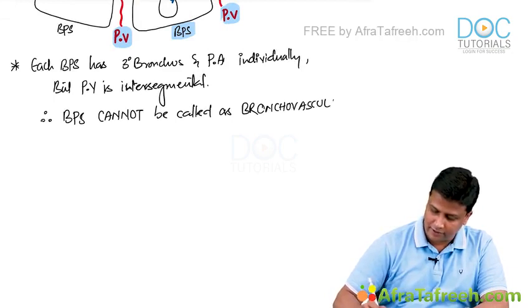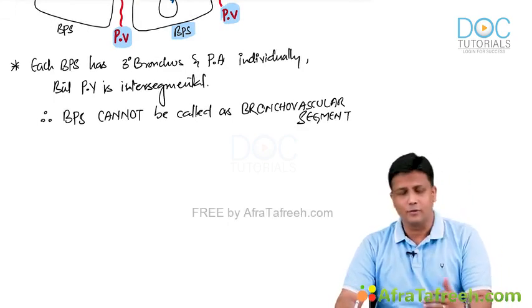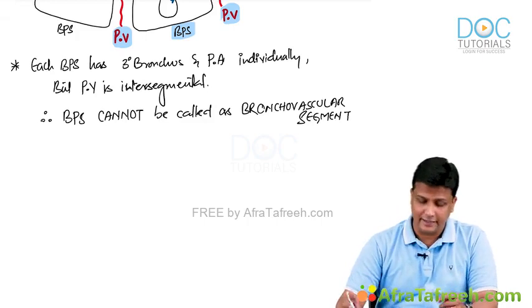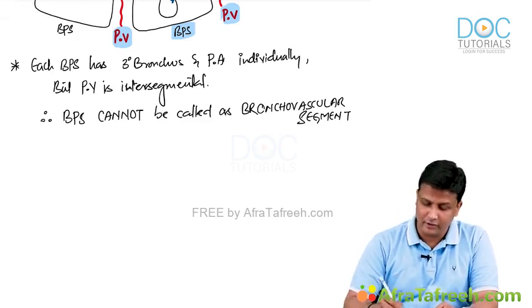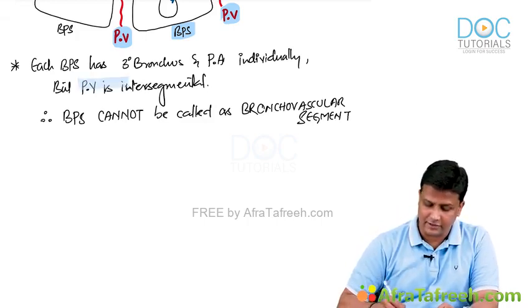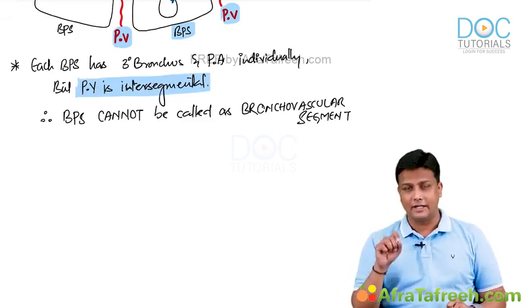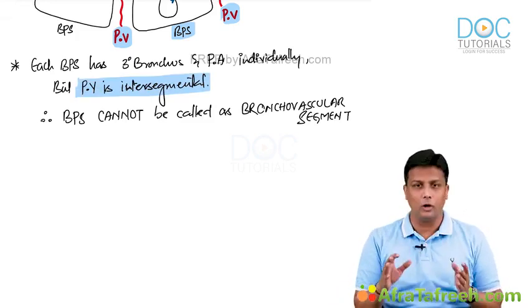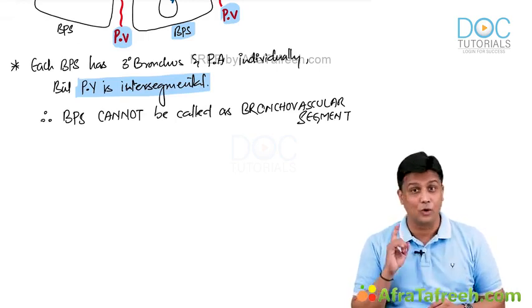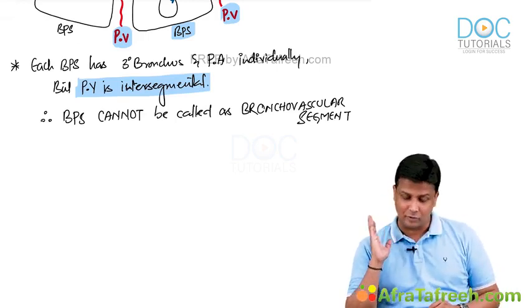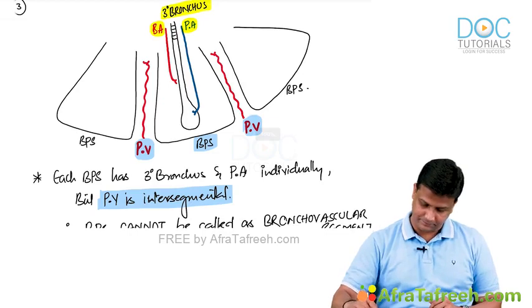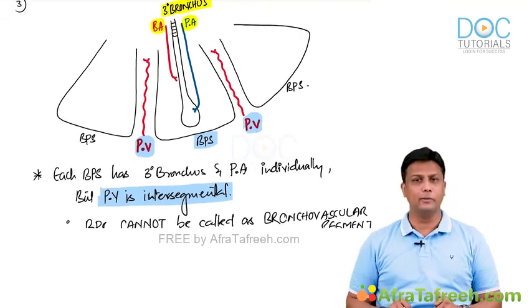Already this has been asked in the exam, guys. So why can it not be called a bronchovascular segment? If it is asked again in the exam, your answer is: because the pulmonary vein is intersegmental. Because the pulmonary veins are intersegmental, you cannot call the bronchopulmonary segments bronchovascular segments. That is important here. Perfect. That's one beautiful concept to be remembered.